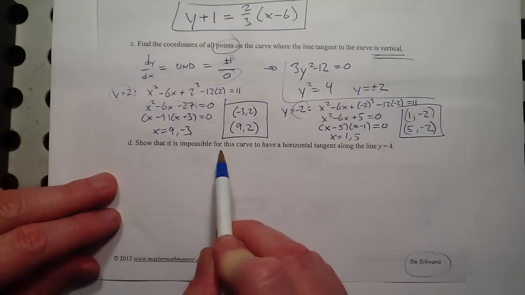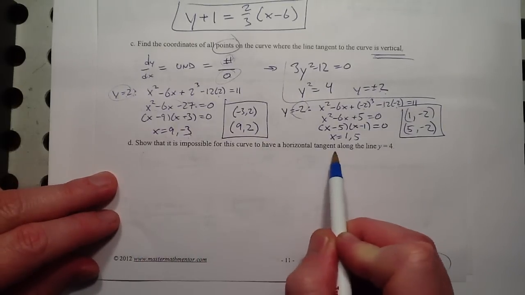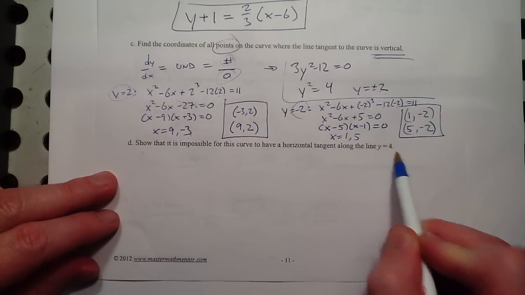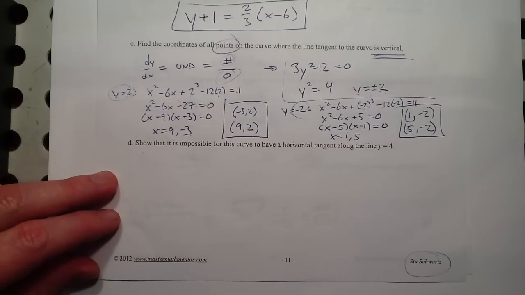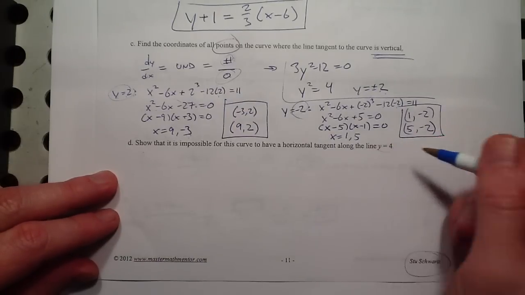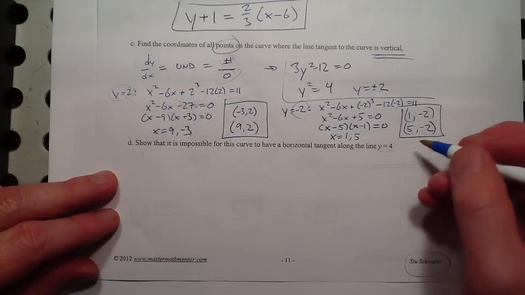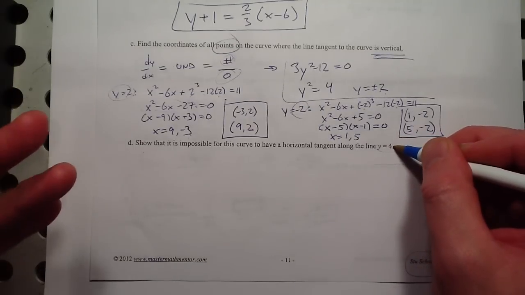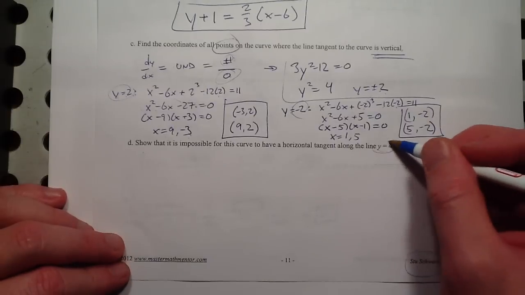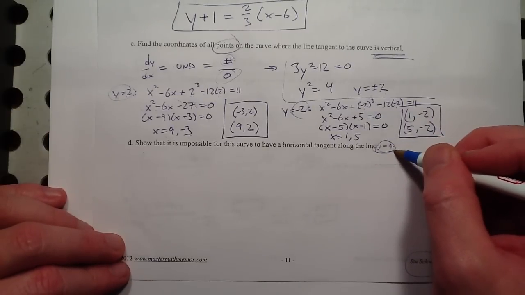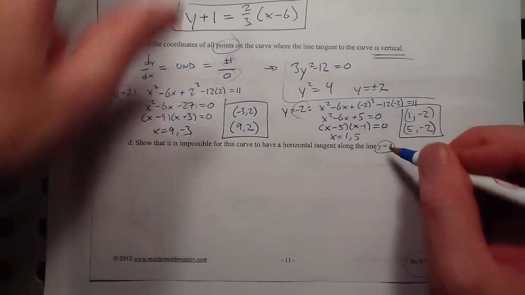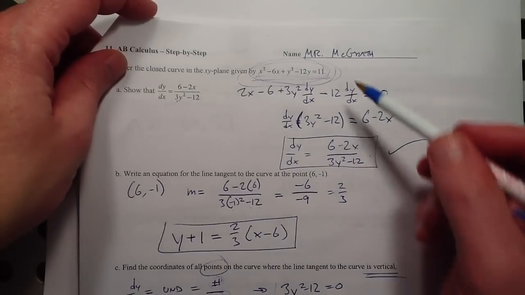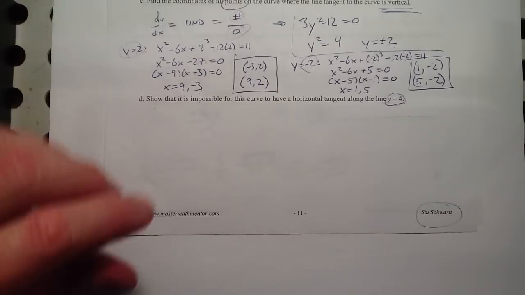Show that it is impossible for this curve to have a horizontal tangent line along the line y equals 4. Well, what does that mean? Well, if it's going to have a horizontal tangent line at y equals 4, of course the y coordinate would actually have to be 4. So the first thing I think we should do is plug y equals 4, plug 4 in for the y value in the original function and see where that leads us.